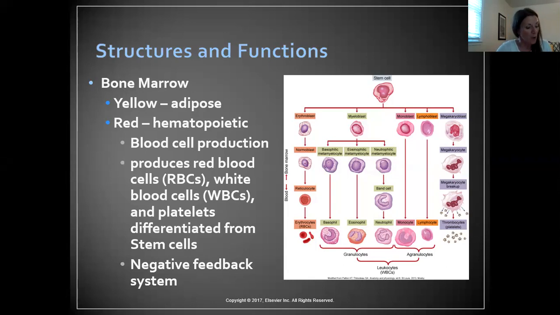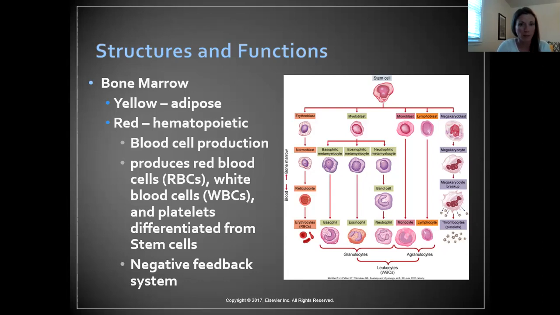The bone marrow is the soft material that fills the central core of bones and is where blood cell production, or hematopoiesis, occurs. There are two types of bone marrow: yellow, which is the adipose, and red, which is the hematopoietic, and is what actively makes blood cells.